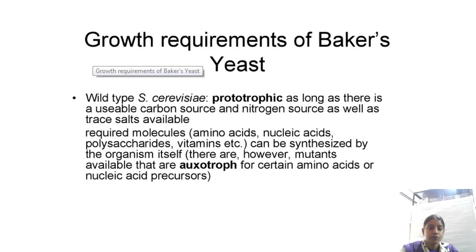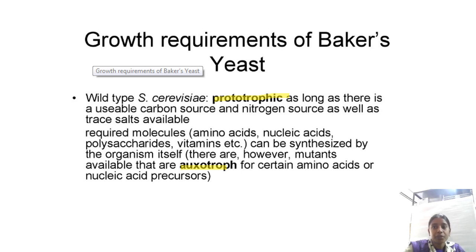Okay. So if you see the nutritional requirements of these Saccharomyces cerevisiae cells, it depends upon the type of cells. The wild type Saccharomyces cerevisiae exists as prototroph, and even auxotrophic Saccharomyces cerevisiae cells are there. So we will see what is the difference between the auxotroph and a prototroph. The prototrophic organisms can be cultivated in simple minimal media. This minimal media has the minimal growth requirements for the yeast cells to grow.